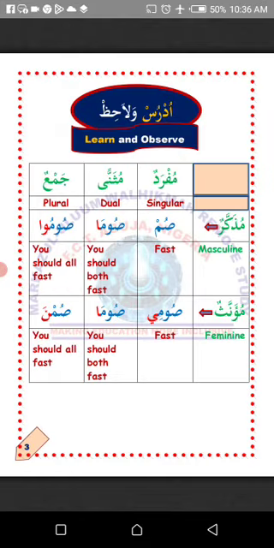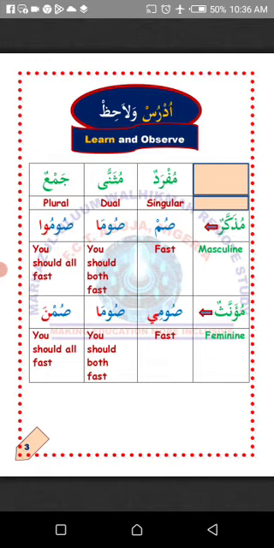Udrus, learn. Walahiz, and observe at the same time. Mufrad, singular. Muthanna, dual. Jam', plural. Mufrad, singular, is a word in Arabic that means only one. Muthanna, dual, means only two. Jam', plural, means more than two, from three upward. Plurality in Arabic starts from three upward, unlike English where it starts from two upward.